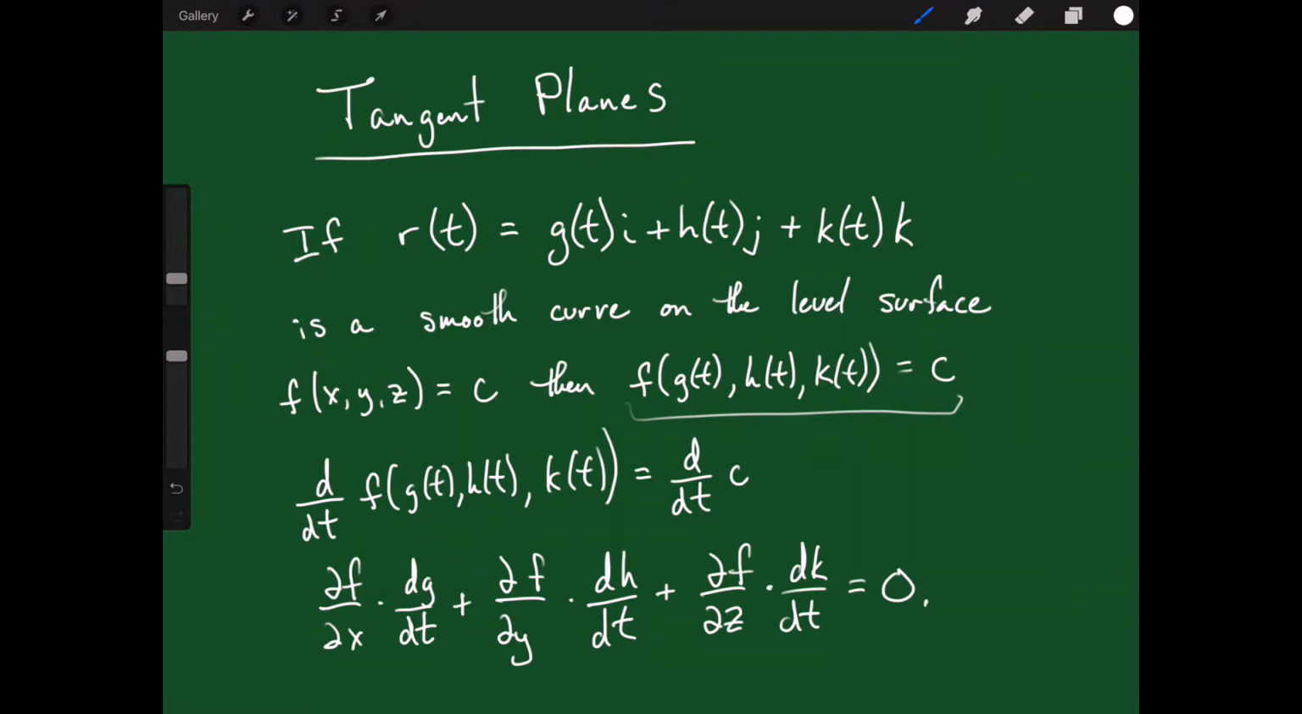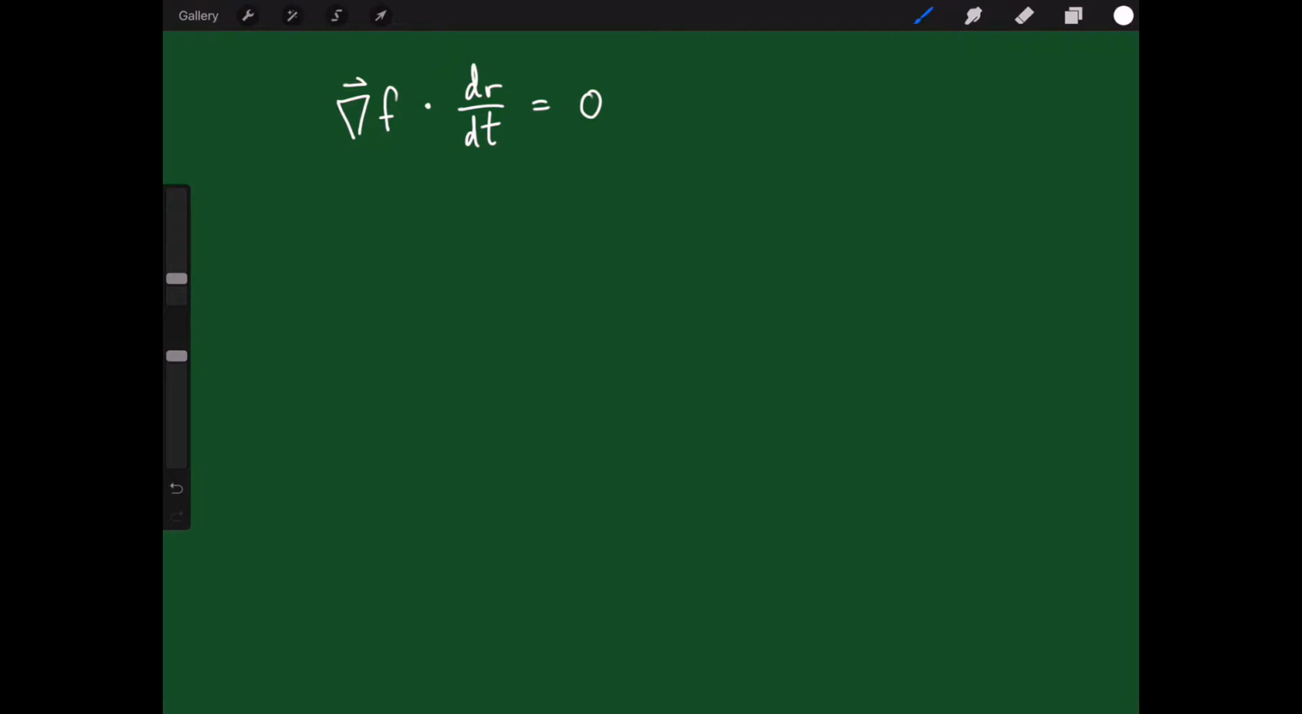Another way of writing that: I've got the partial with respect to x, the partial with respect to y, the partial with respect to z, and then I have dg dt, dh dt, dk dt, and those are multiplied together. Another way that I could write that is the following: the gradient of f dot dr dt is equal to 0.